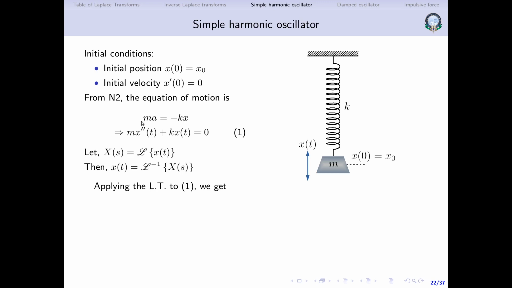So what we do is we apply the Laplace transform to equation number 1. So we get the Laplace transform of the left hand side, which must be equal to 0. Now using the linearity property, we can open up this Laplace transform. m goes outside because it's a constant. m into the Laplace transform of the second derivative of x plus k into the Laplace transform of x.